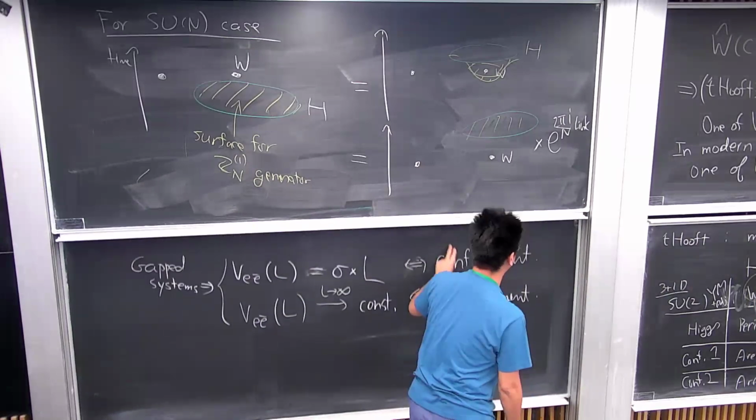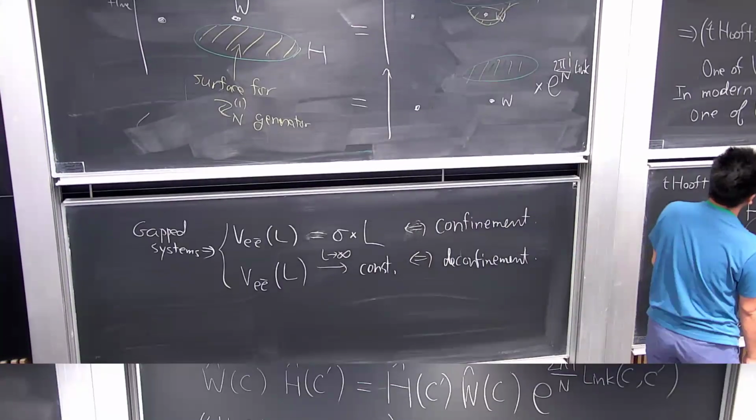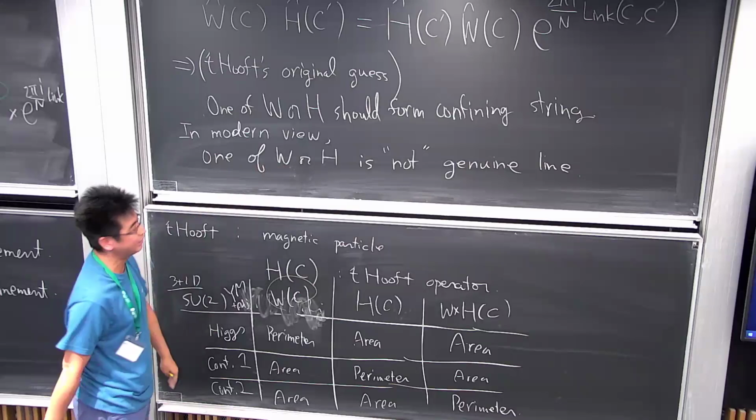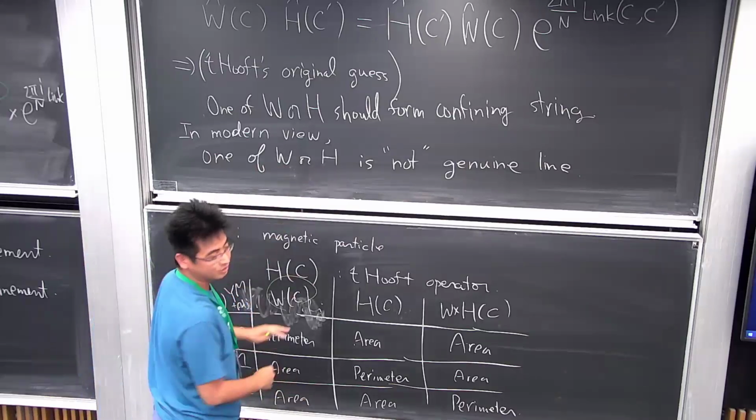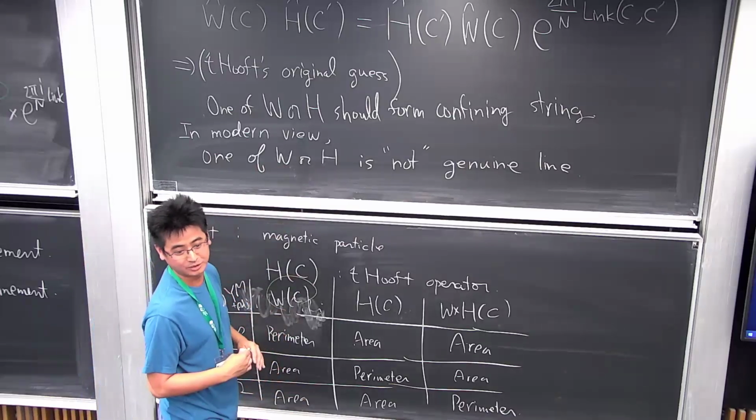And so from this viewpoint, in SU(N) gauge theory, the Wilson loop is a genuine line operator, while the 't Hooft loop is not a genuine line, but a boundary of a topological surface.